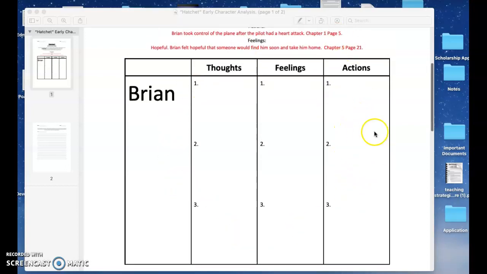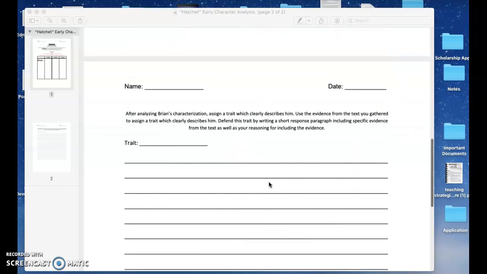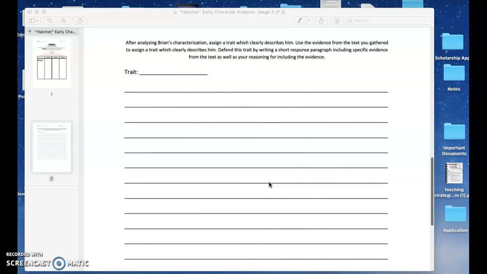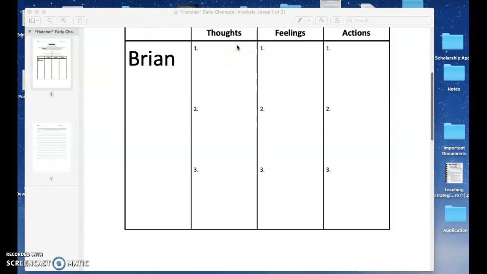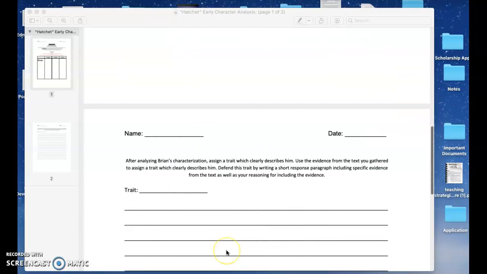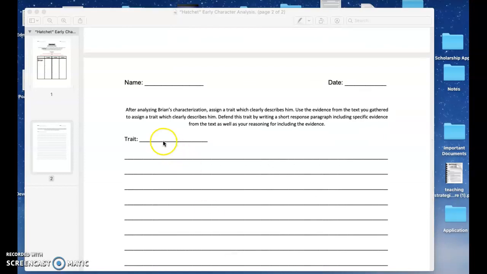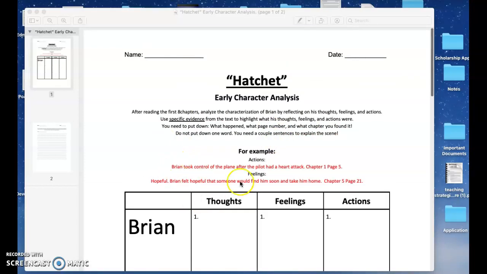Once you have all of your evidence gathered of what Brian has done from chapter 1 to chapter 8, you're going to assess and assign a trait that describes him. If you could describe Brian so far in 1 word, what would it be? You're going to write that trait down here, and then, using your evidence from this section, you're going to say why. So maybe based on my evidence here, I'm going to say that Brian is resourceful. That's my character trait.